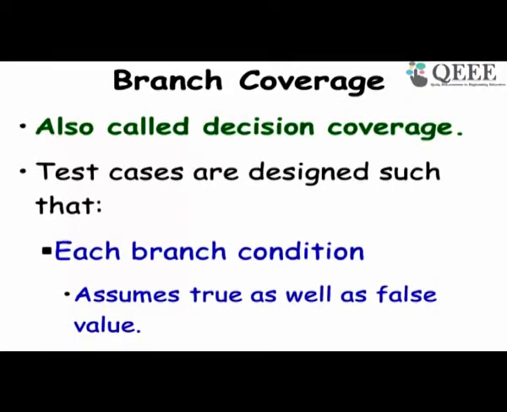Now let's look at branch coverage testing. Branch coverage is also called decision coverage. Here we require the test cases to set the branch condition to both true and false for all branches, and then we are claiming that this is a stronger testing than statement coverage. So how do we show that branch coverage is a stronger testing?